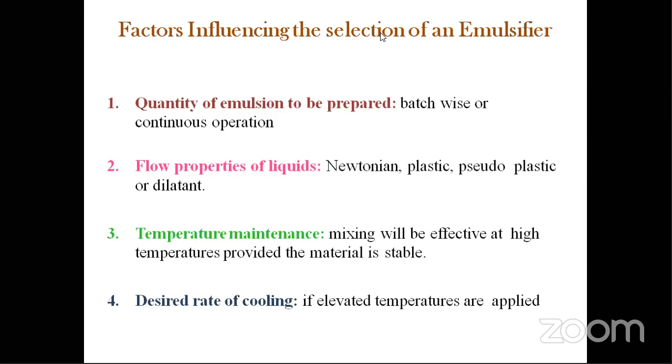So for temperature maintenance, always remember that depending on the product, you have to maintain the temperature. If your product is not thermolabile, you can increase the temperature up to a certain limit. And if your product is thermolabile, you maintain the temperature in an optimized manner and control it. So temperature maintenance is the most important factor influencing the emulsification process. Another is the desired rate of cooling.